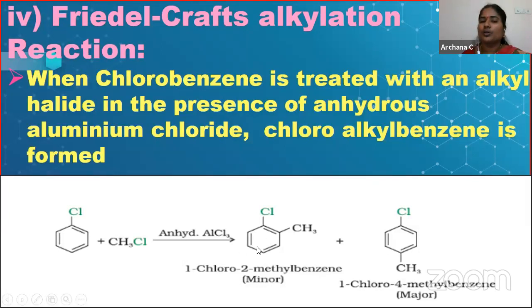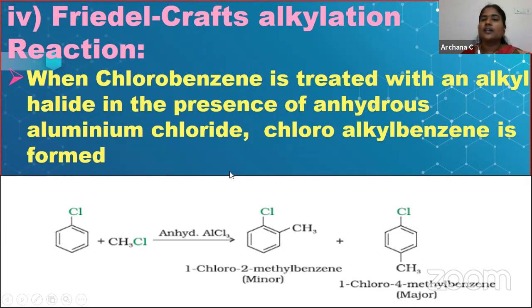1-chloro-2-methylbenzene. 1-chloro, starting here 1, 2. At which position is the methyl group? Second position. So 1-chloro-2-methylbenzene is the minor product. One more product: 1-chloro, and the methyl group is at the fourth position. Therefore 1-chloro-4-methylbenzene is the major product formed in the Friedel-Crafts alkylation.